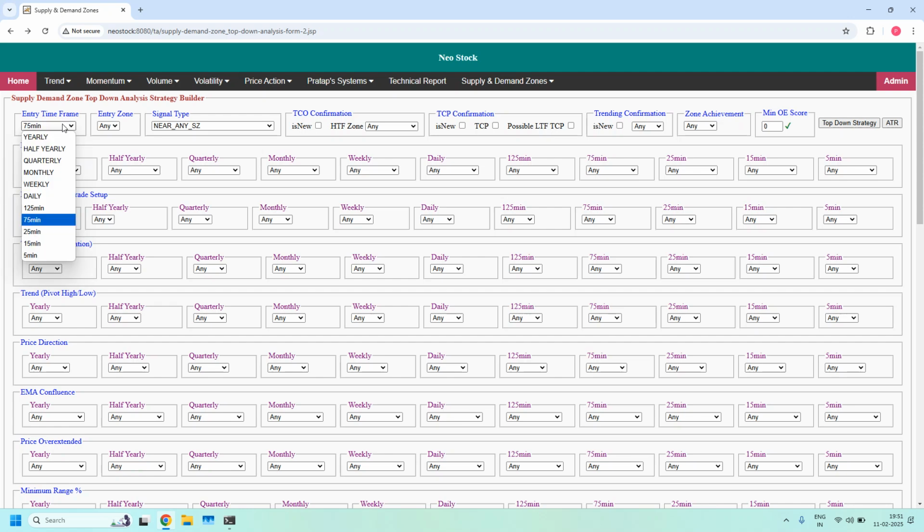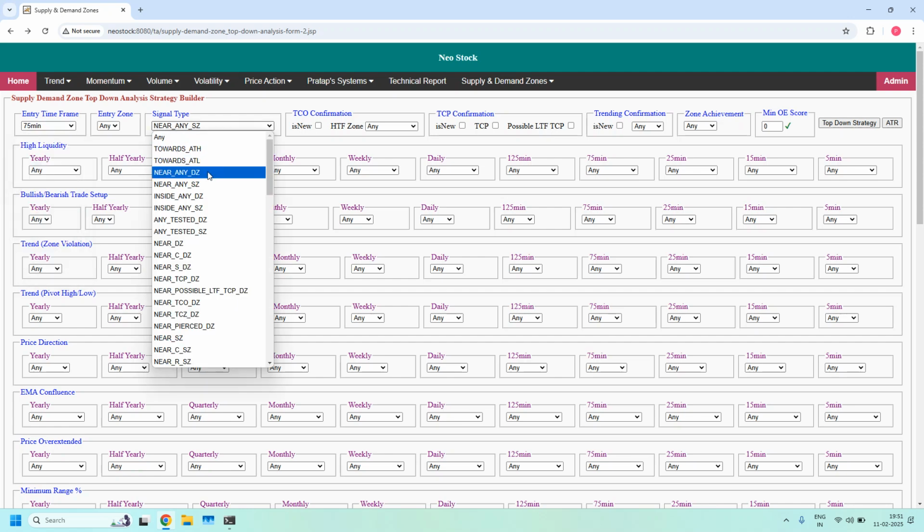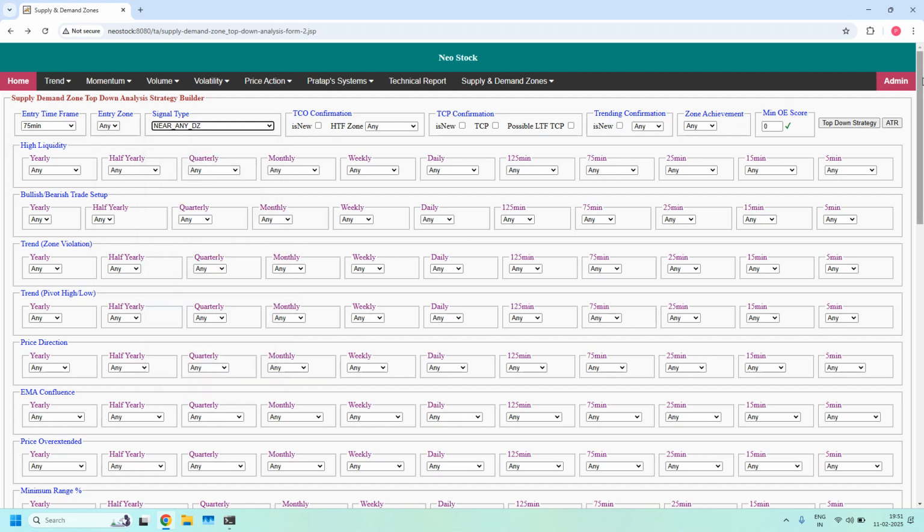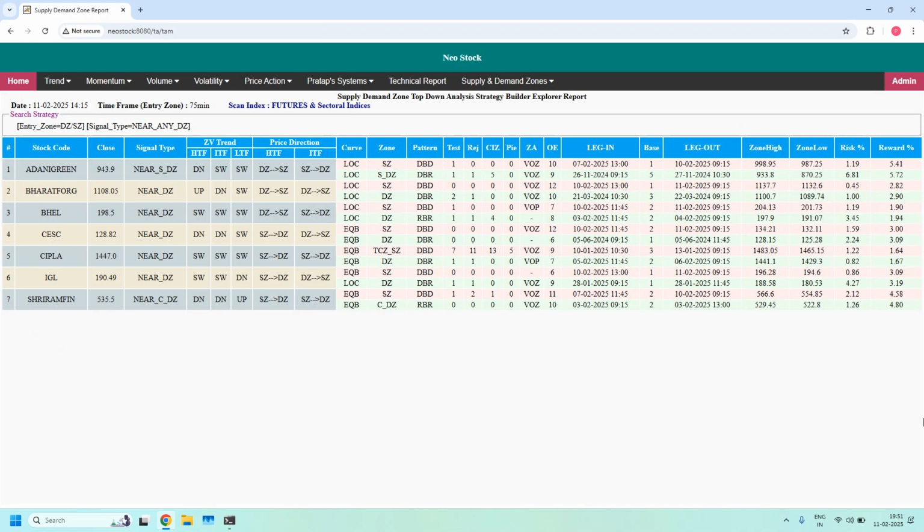Entry time frame 75 minutes. Let us find the stocks near 75 minutes demand zone. We got 7 stocks. Let us identify high liquidity 75 minutes demand zones from this list. First one is Adani Green, having a high liquidity 75 minutes demand zone. We have one more, Shriram Finance. This is also having high liquidity 75 minutes demand zone. So we identified 2 high liquidity 75 minutes demand zones from this report.